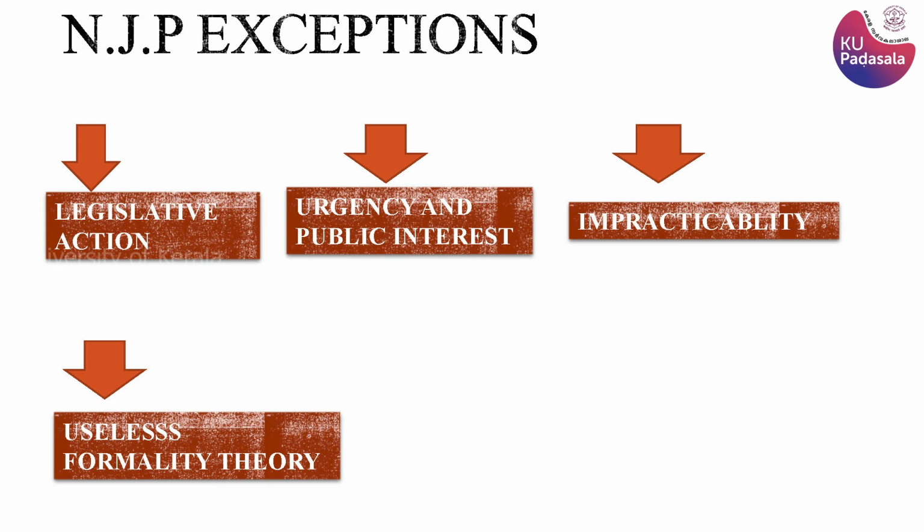The natural justice principle is one of the important components of administrative law, and there are some exceptions to the principles of natural justice. The natural justice principle can be exempted in certain cases, and the cases include legislative action, urgency and public interest, impracticability, and useless formality theory. These are the conditions to exclude the principles of natural justice.